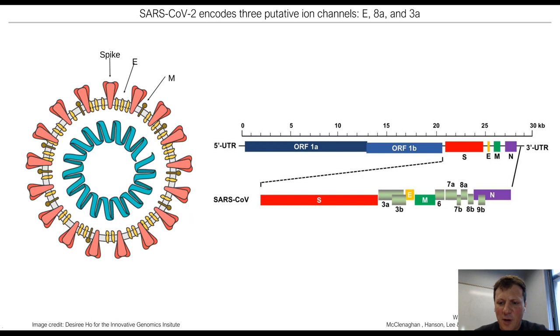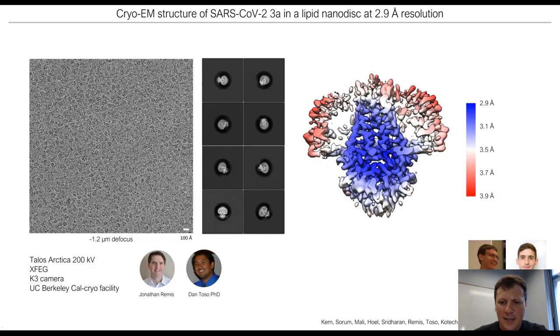And so this is a very small protein at 31 kilodaltons as a monomer. And so was a challenging target for cryo-EM, but a fantastic postdoc in my lab, David Kern, was able to, in just a few short months, develop an expression purification system, reconstitute dimeric 3A into lipid nanodiscs, and on instrumentation here at UC Berkeley, collect data and determine the structure of this protein to 2.9 angstrom resolution. And the local resolution of the final map is shown on the right of the slide here.